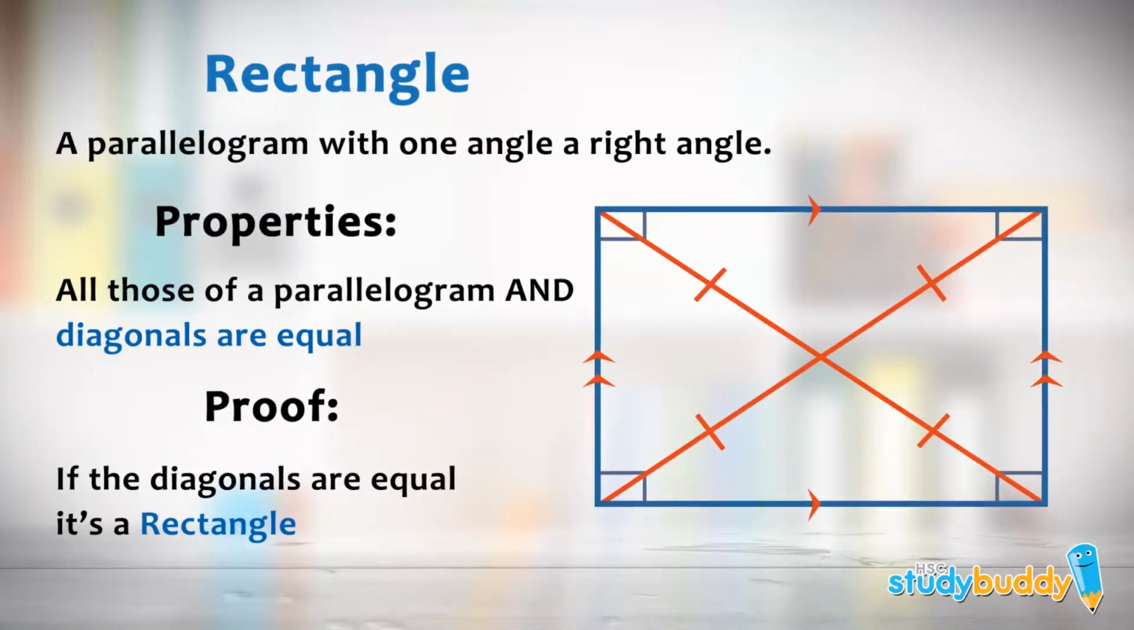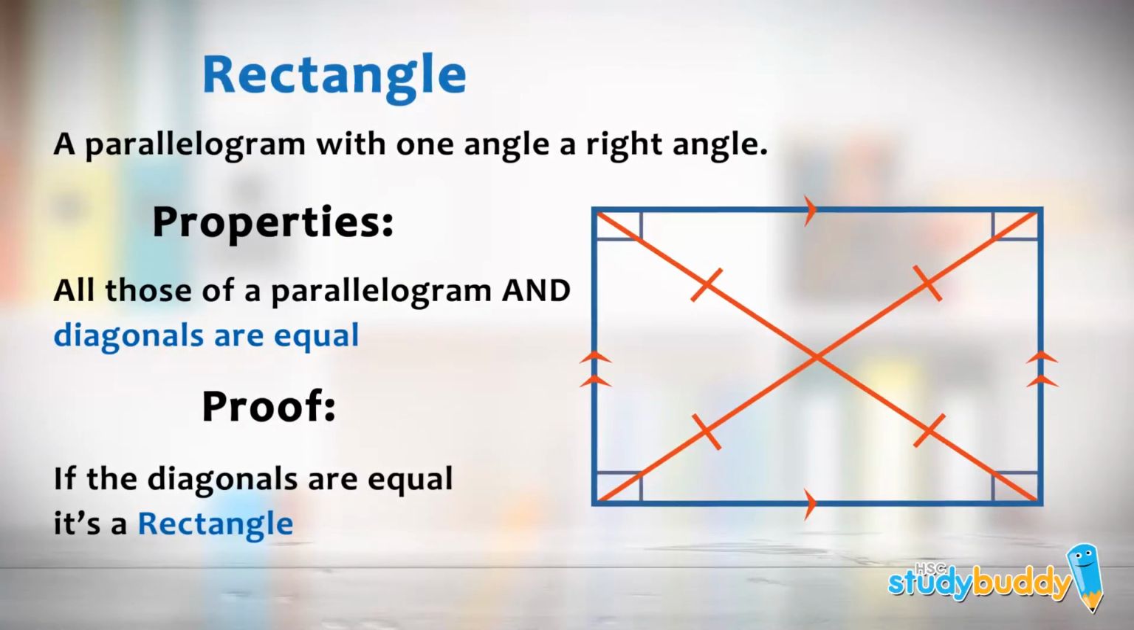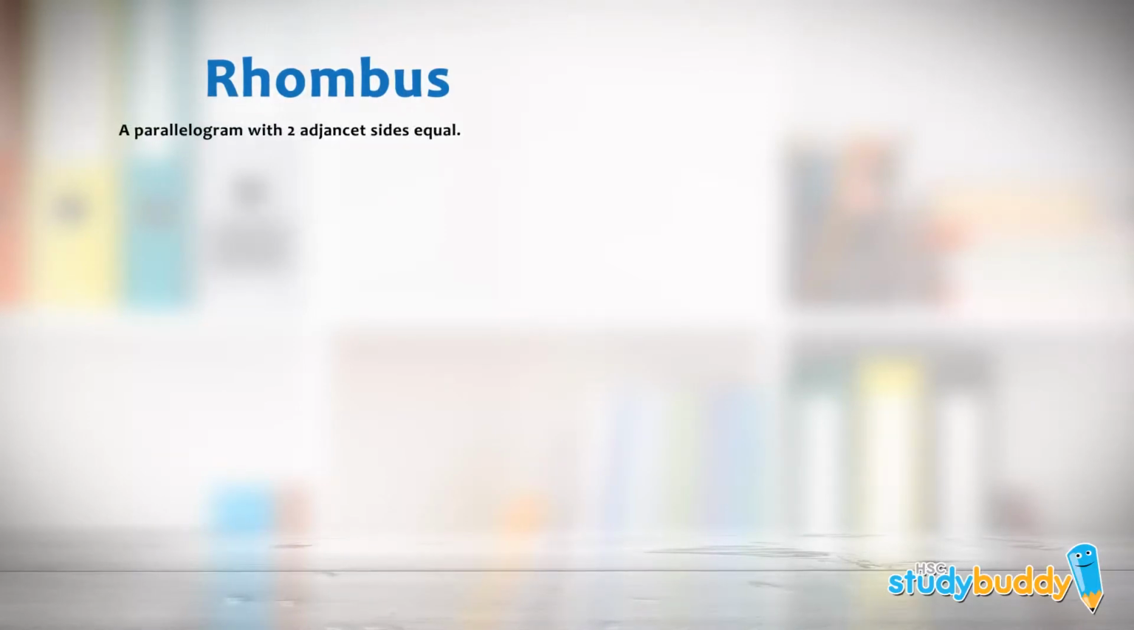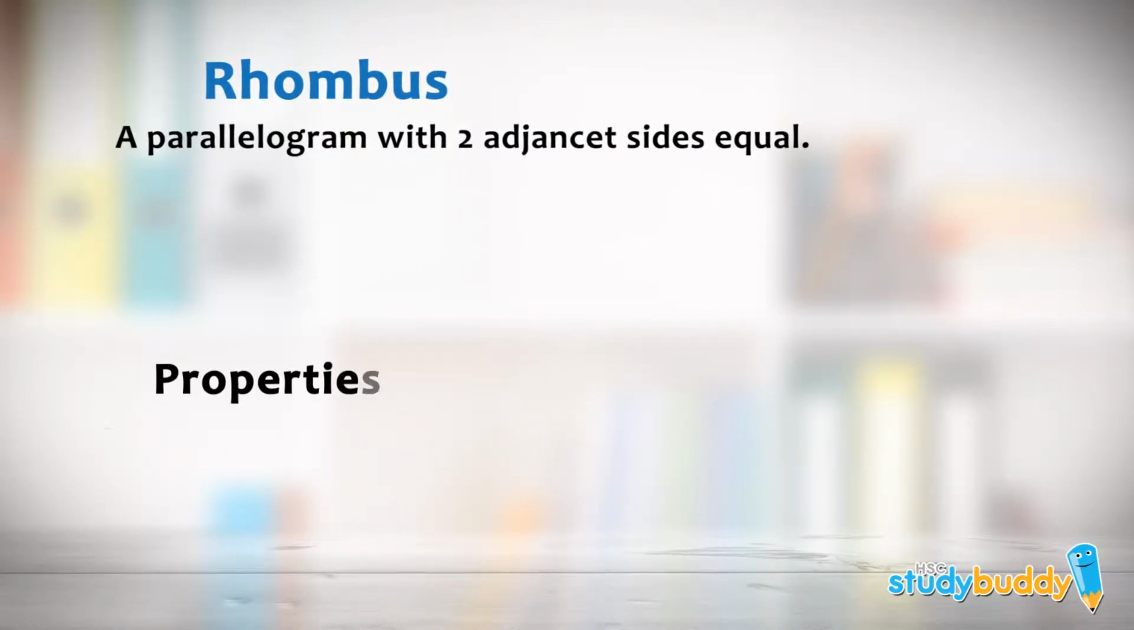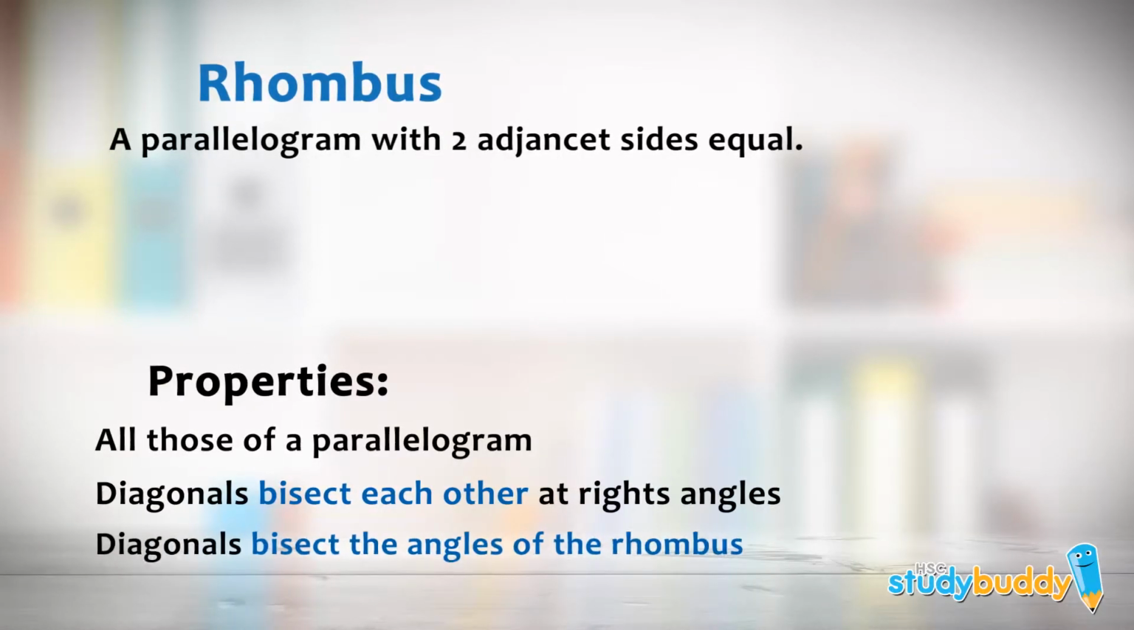So how to prove this? If the diagonals are equal, then it's a rectangle. Now we're going to move on to a rhombus, and again we're going to take this back to the parallelogram. So a rhombus can be thought of in terms of a parallelogram with two adjacent sides equal.